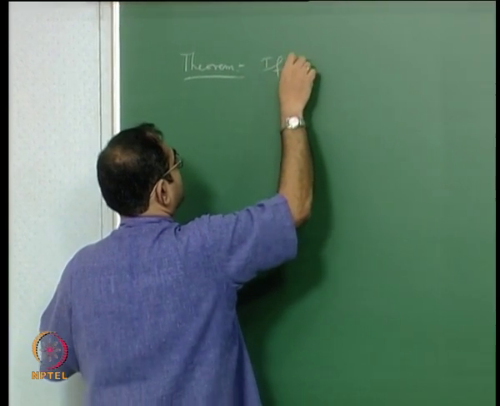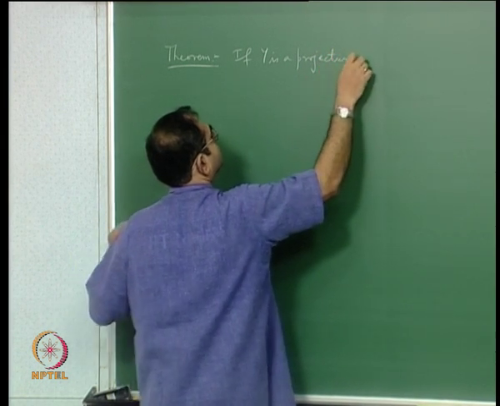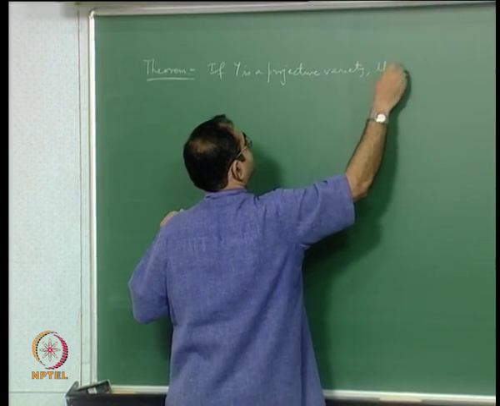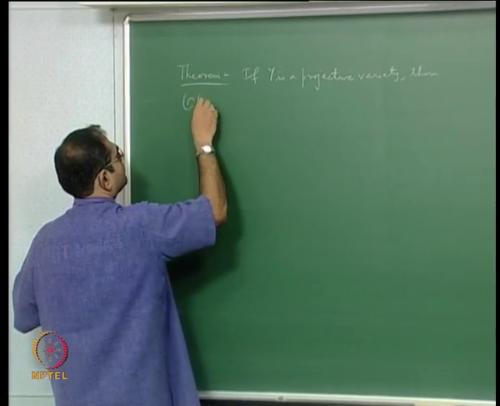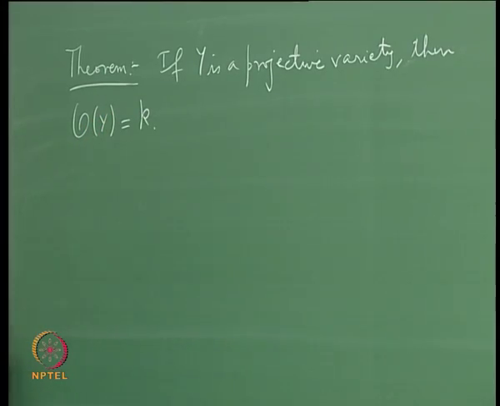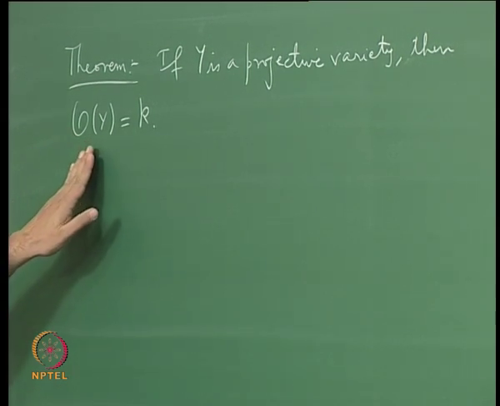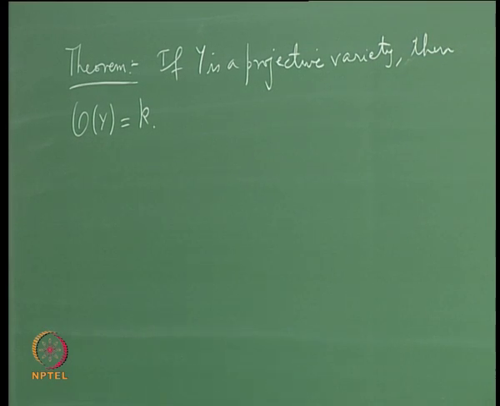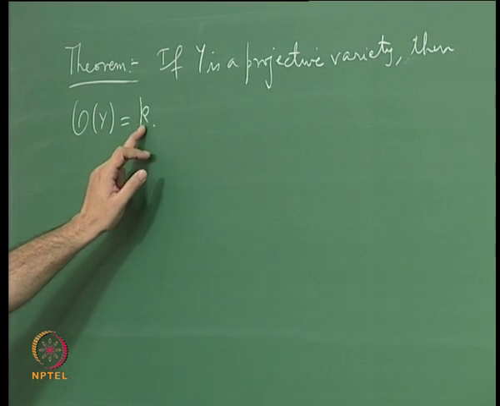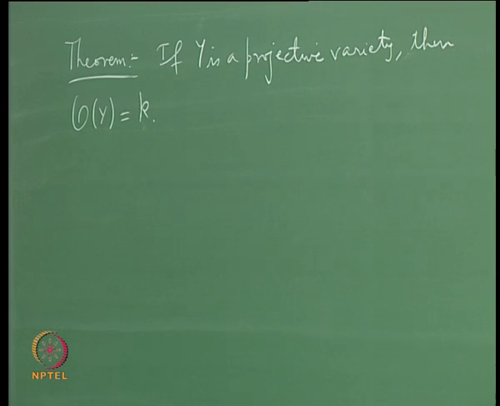So here is the theorem: if Y is a projective variety, then O of Y is equal to K. In other words, every global regular function on Y is a constant, okay. Where when I write K, I mean every element of K is a constant, and it is thought of as the constant regular function. Constants are of course regular functions, okay.